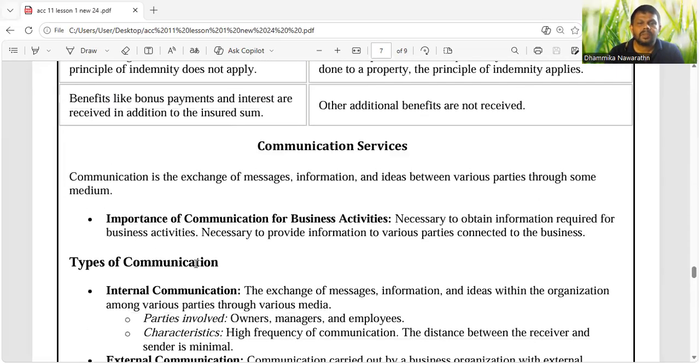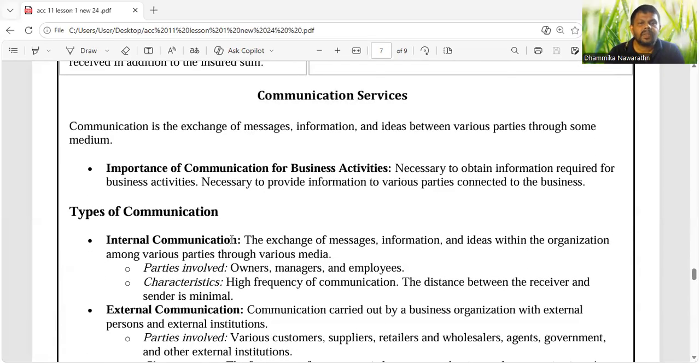Then there is the communication service. It is also a supporting service, and without it, it is difficult to go well in a business. Then, what do we mean by communication? Communication means the exchange of messages, information, and ideas between various parties through some medium.